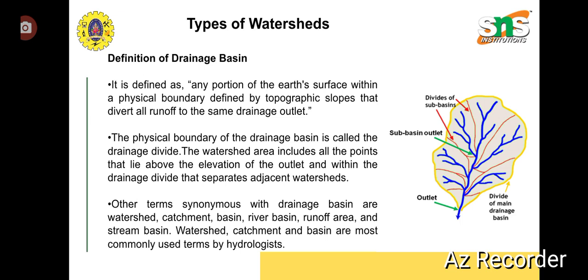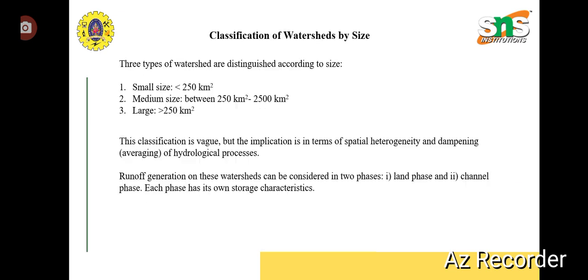The physical boundary of the drainage basin is called the drainage divide. The watershed area includes all the points that lie above the elevation of the outlet and within the drainage divide. The other terms for the drainage basin or watershed are catchment, basin, river basin, runoff area, and stream basin. The picture depicts the watershed area with the drainage divide, sub-basin outlet, and divide of the main drainage basin.